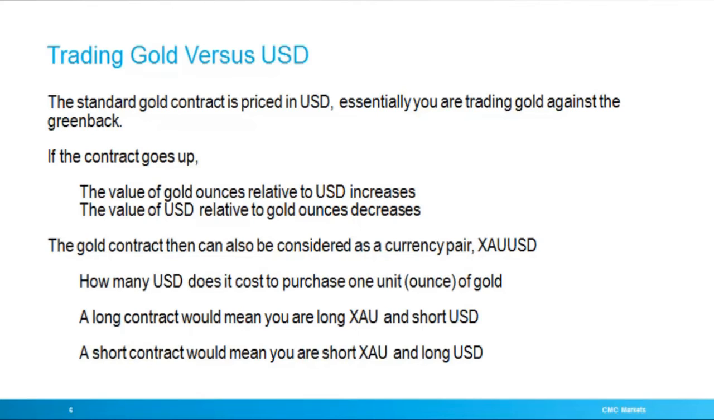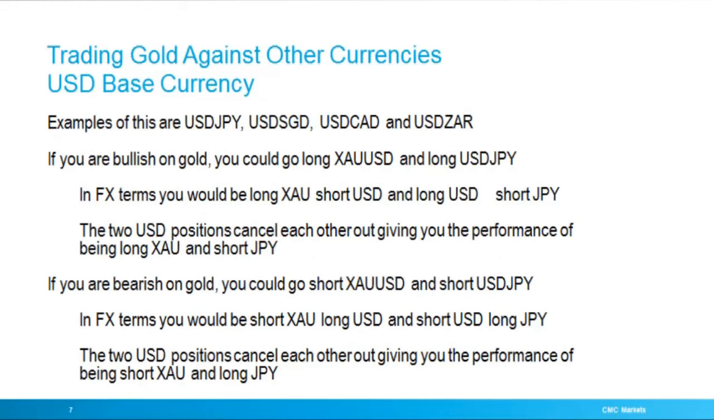And the symbol we're going to use is XAU as a symbol for gold, US dollar. So what does that mean? It means how many US dollars does it cost to purchase 1 unit or 1 ounce of gold. On a long contract basis, you would be long the gold and short the US dollar. If you were short the contract, it would mean you were short gold and long the US dollar. Once we consider this, then we can look at ways to combine trading in the gold contract with an FX pair to generate the performance of gold relative to other currencies.